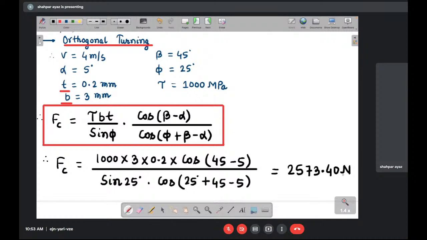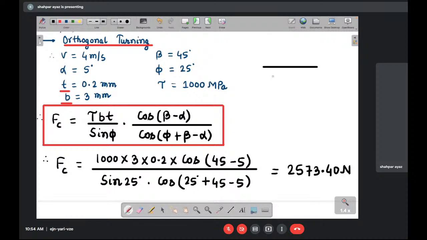Right, cos(beta minus alpha), cos(phi plus beta minus alpha). Tau b t upon sin phi, cos(beta minus alpha), cos(phi plus beta minus alpha). Phi is your 25 degree. Please cross check the answer. Everyone, please let me know in the chat box. Cos of 65 into sine 25, I'm just cross verifying my answer.